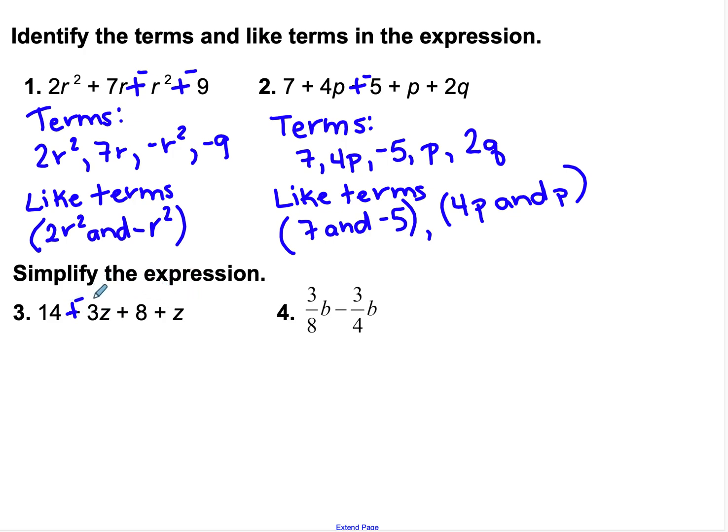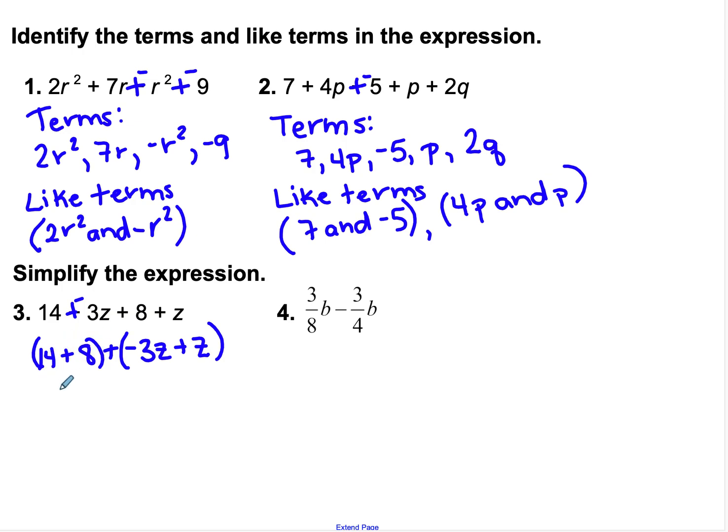Okay, let's see. I'm going to use the commutative property to flip-flop these two so I have my like terms together. So 14 plus 8 plus negative 3z. Don't forget about that negative that goes with the 3z. Plus z. That's commutative property to change the order. I'm going to go ahead and put in parentheses to group them.